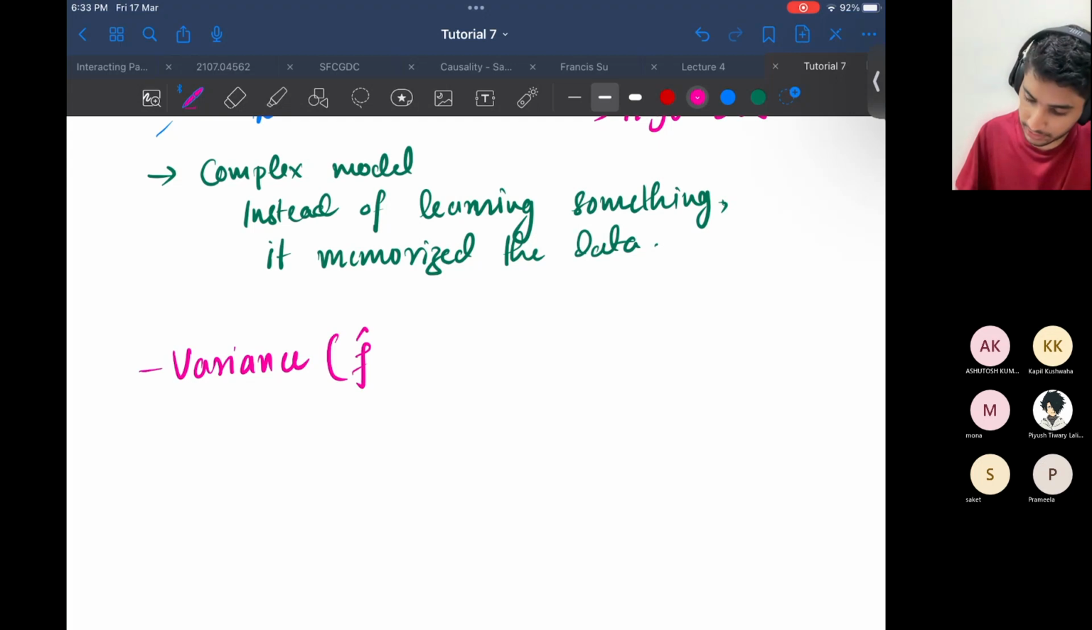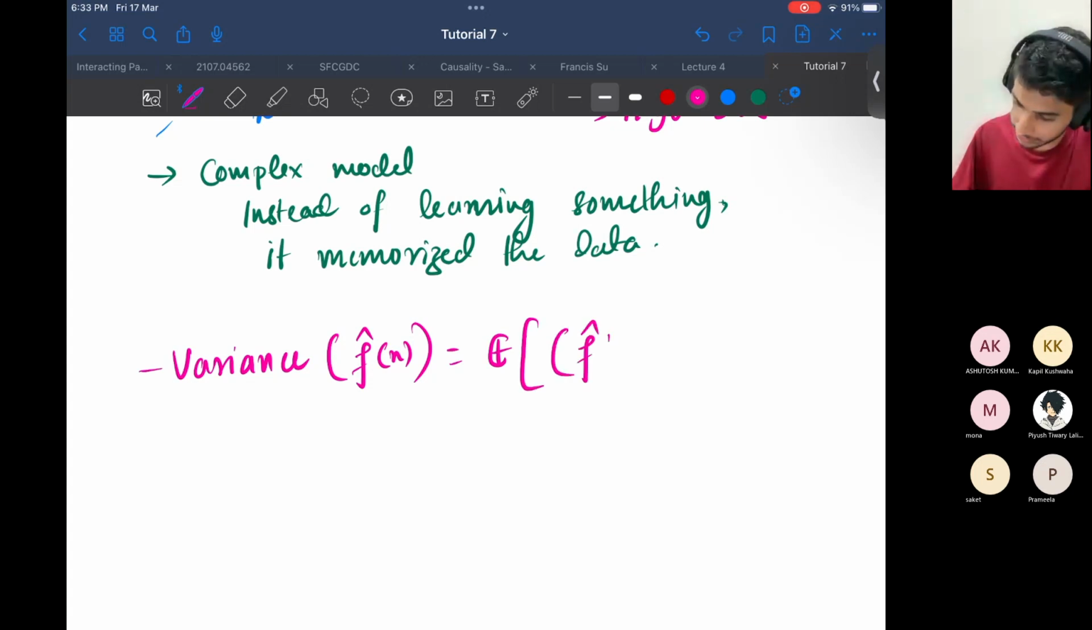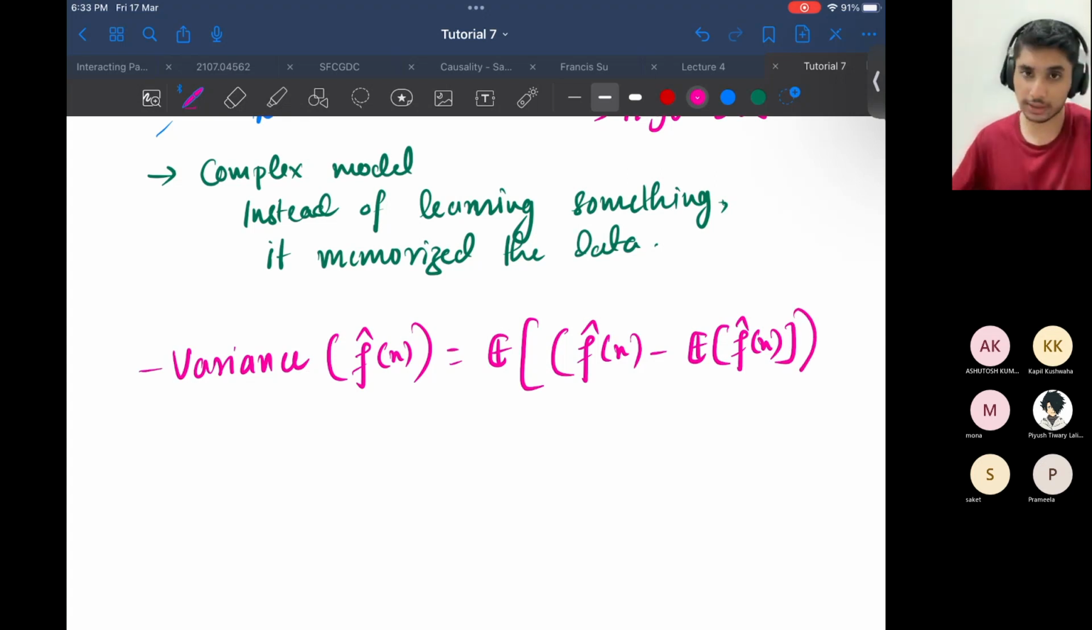Variance of a model f hat of x is, I hope I'm writing it correctly from this, yeah, it is expected value of (f hat of x minus expected value of f hat of x), the whole square of it. Okay, so this is the variance.